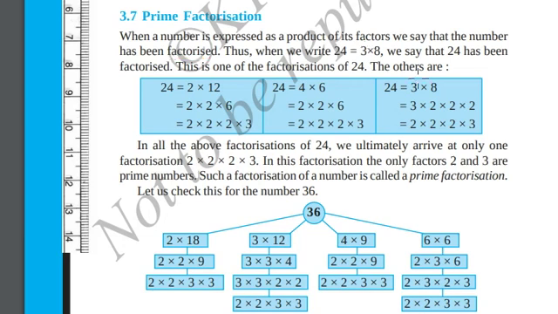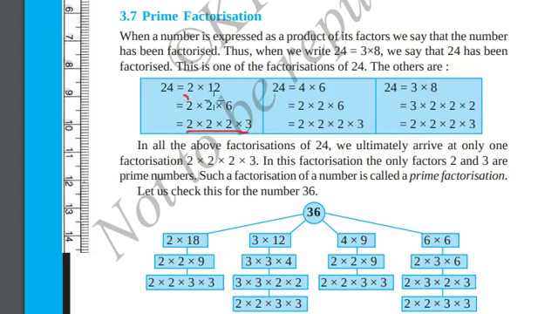Now let us see other factorizations of 24. 24 could be expressed as 2 times 12. 24 could be expressed as 4 times 6. 24 could be expressed as 3 times 8 as well. We can still decompose these numbers till we are only left with prime numbers as the product.